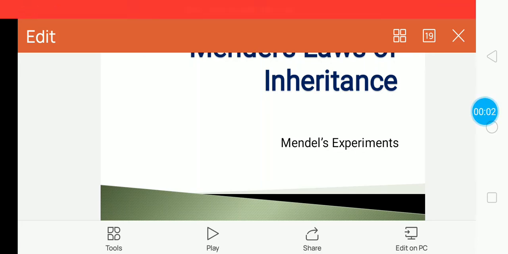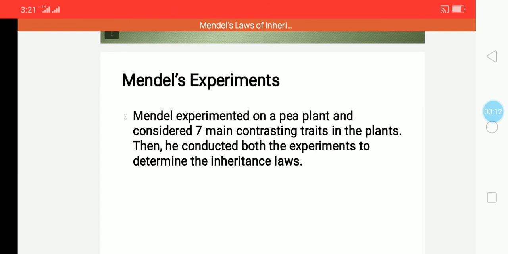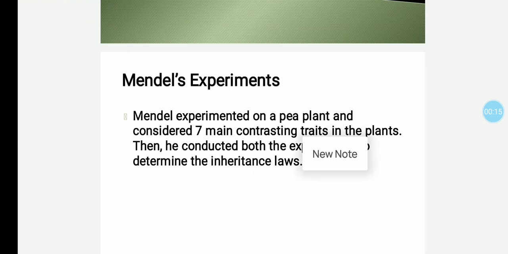In this chapter, we are going to discuss Mendel's laws of inheritance and Mendel's experiments. Mendel's experiments were carried out on pea plants, which are included in our syllabus. The pea plants were selected for special reasons which are very essential, and they were discussed in the last lecture.